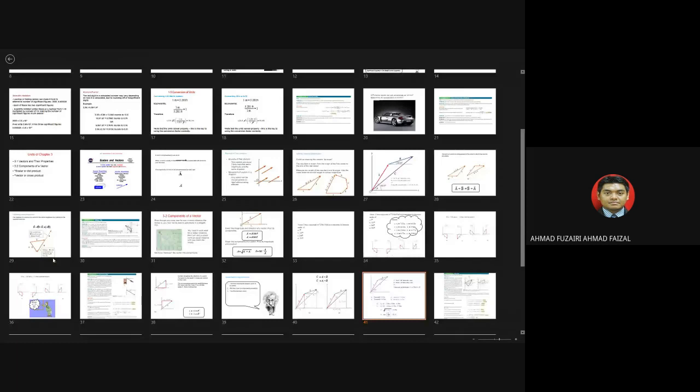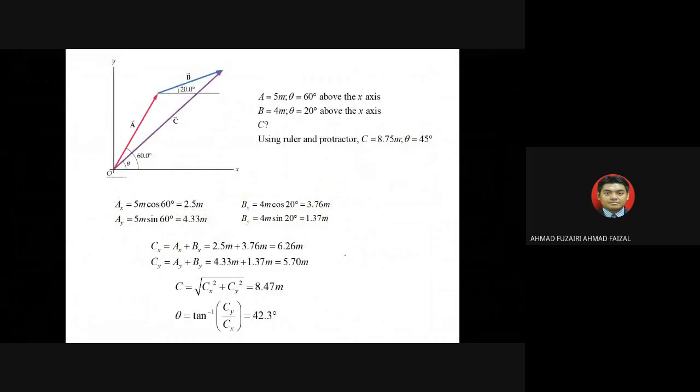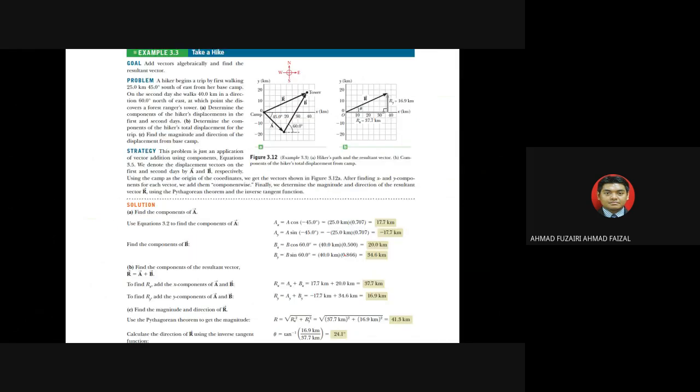Okay, now we are here. This is another example, so let's look at this example. A hiker begins a trip by first walking 25 kilometers, 45 degrees south of east. Remember, once again, in the questions they want to trouble you just by giving you a direction of north, east, west. So you can use your own Cartesian coordinates, and you need to apply them.